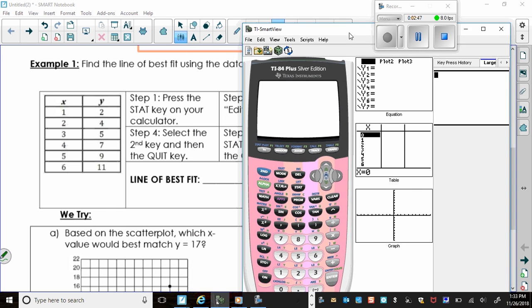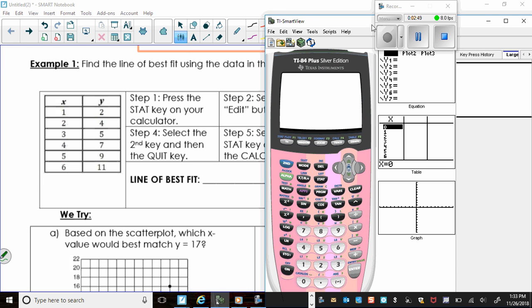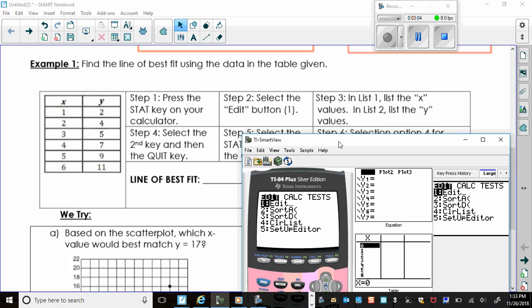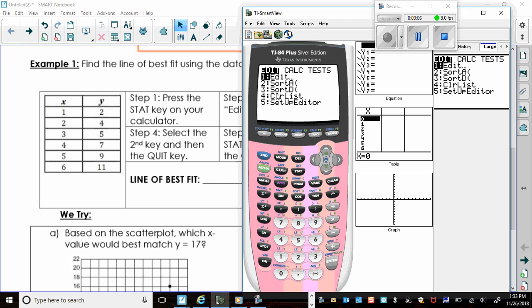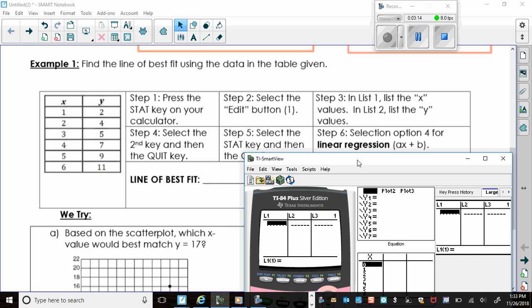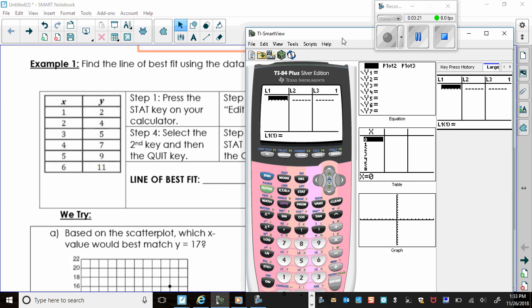Okay. So first step is you want to press the stat key on your calculator. That stat key is right below the delete sign. So I'm going to click on that, and I'm going to have this on my screen. My directions say to select the edit button. The edit button is the first one, so I'm just going to press enter. And now it says to list in L1, the first column, the X values, and then in L2 list the Y values. So that's exactly what I'm going to do.